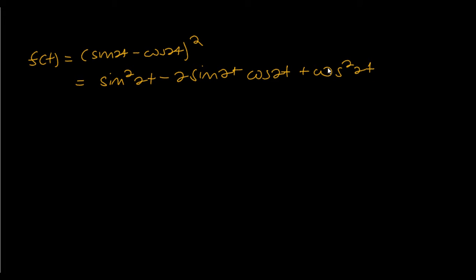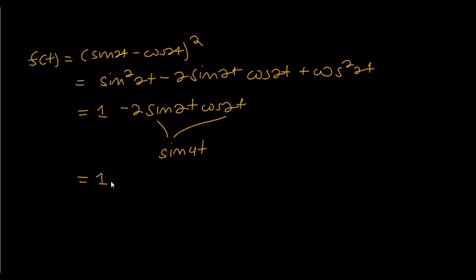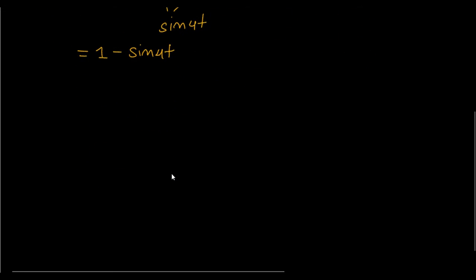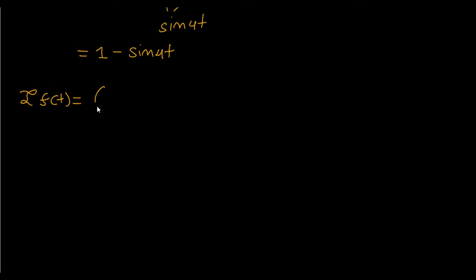Okay, so pwede natin pagsamahin yung sine squared 2t at saka yung cosine squared 2t, magiging 1 minus 2 sine 2t cosine 2t. So ito is half angle identities or double angle identities, I'm not sure. Pero may equivalent to na sine 4t. So equal sa 1 minus sine 4t. Okay, so Laplace transform formula natin is F of s equals integral from 0 to infinity e to the negative st (1 minus sine 4t) dt.